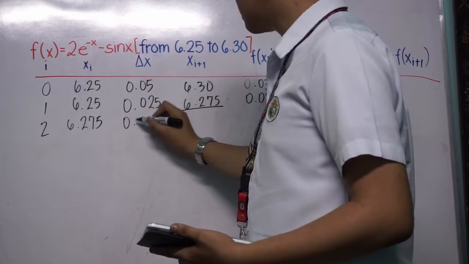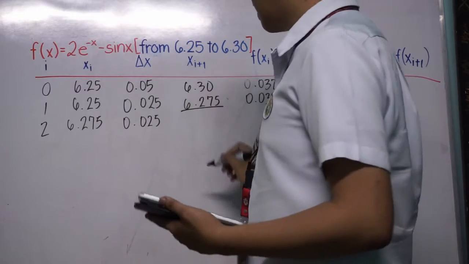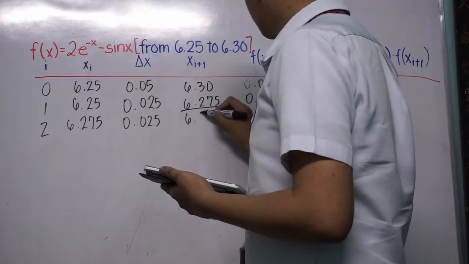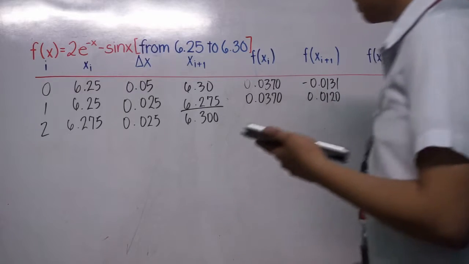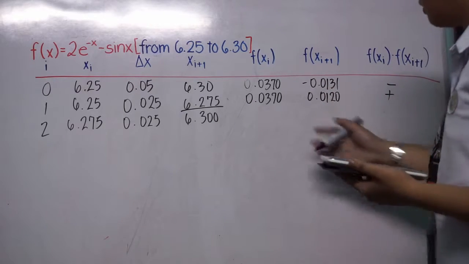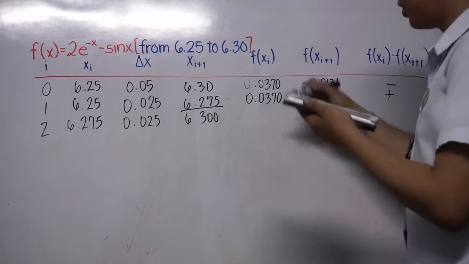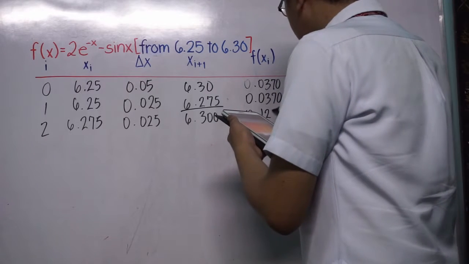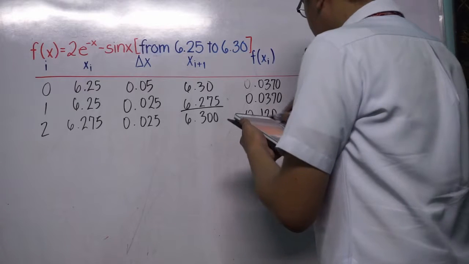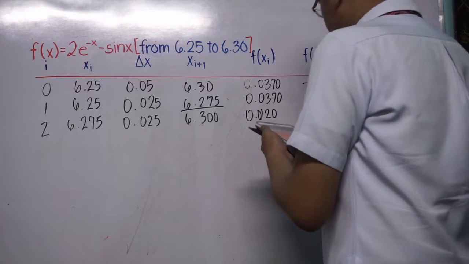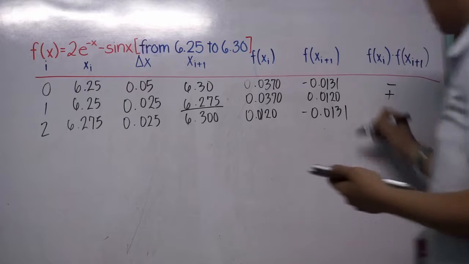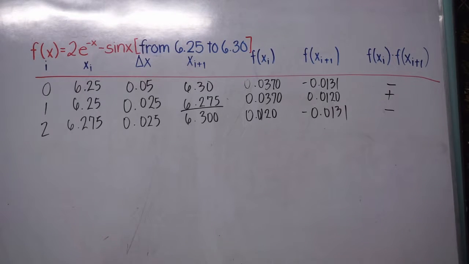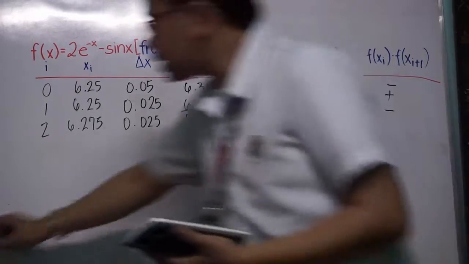In the next iteration, x_i will be equal to this 6.275, and delta x will remain as is. The sum of these two results in 6.300. We do that again for the rest. The function value there is negative 0.0131, and having a negative sign, we will do this again.